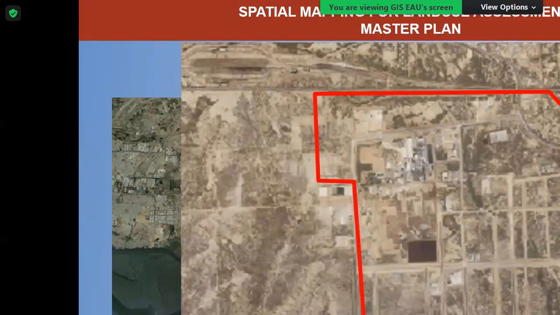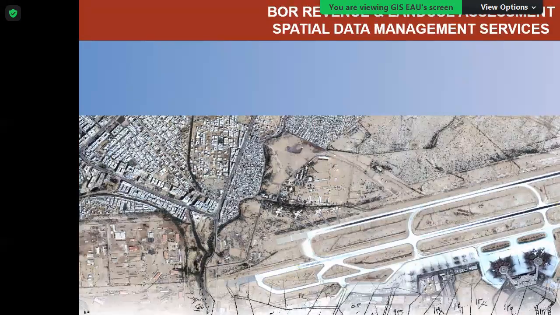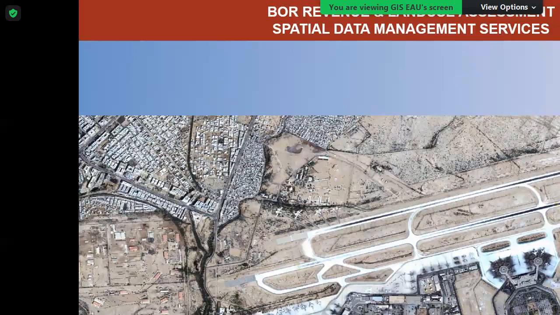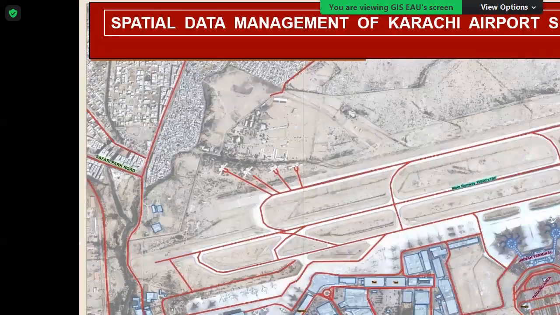This is Port Qasim area, very close. This is the Karachi Airport. This is the revenue map. We overlay this map, and we digitize this with these coordinates. These are the control points. Georeferencing. This is the village encroachment. This is the digitized area. This is the runway.